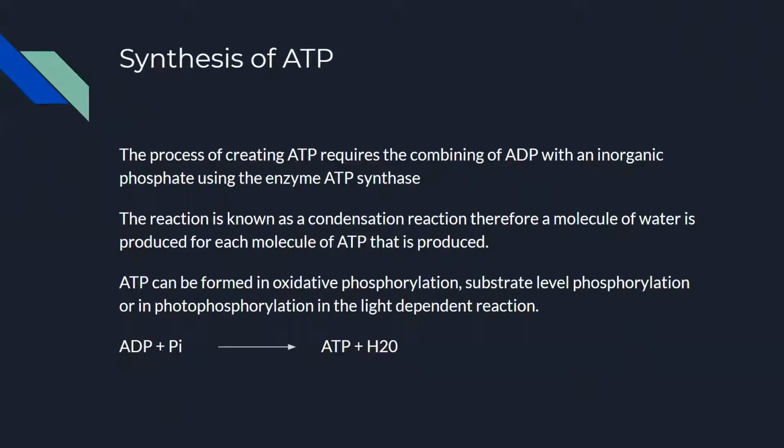The process of creating ATP requires the enzyme ATP synthase, and the enzyme ATP synthase will join together a molecule of ADP with an inorganic phosphate. The reaction is known as a condensation reaction, and therefore a molecule of water is produced during the reaction. ATP can be formed in oxidative phosphorylation, substrate level phosphorylation, or in photophosphorylation, which is in the light-dependent reaction of photosynthesis. To summarize, the synthesis of ATP is shown in the equation below.